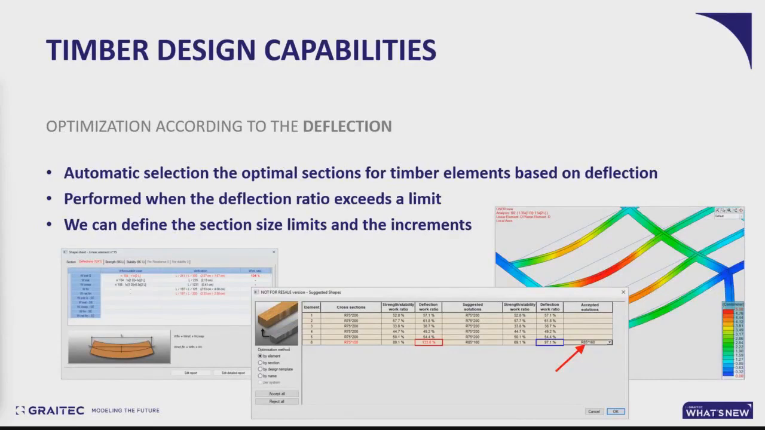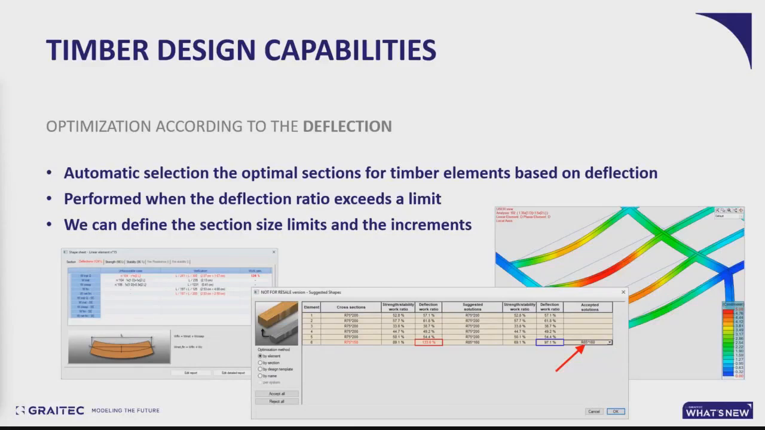And the last point related to timber design, as you probably know, for timber elements, you can automatically select the optimal dimensions based on their strength. And now we can find optimal cross sections also based on deflection results. So when the current deflection ratio exceeds the limit, you can automatically find a section for which none of the various deflection components exceeds the limit value.